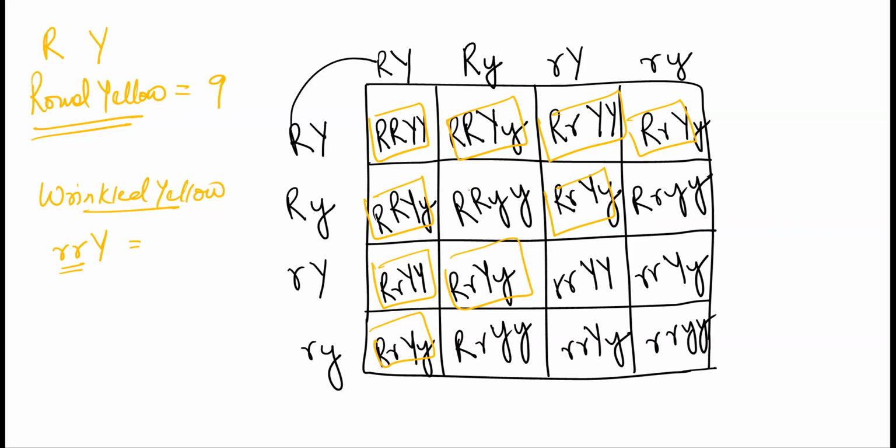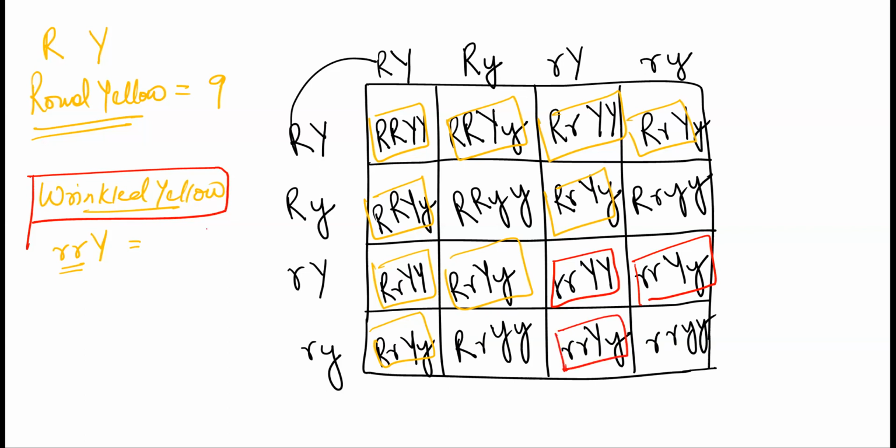So 3. Here 3. Then both small r and one capital Y. Okay, we are just representing this one with red color. So this one is both small r and at least one capital Y. So this is 3. Then we have wrinkled green.